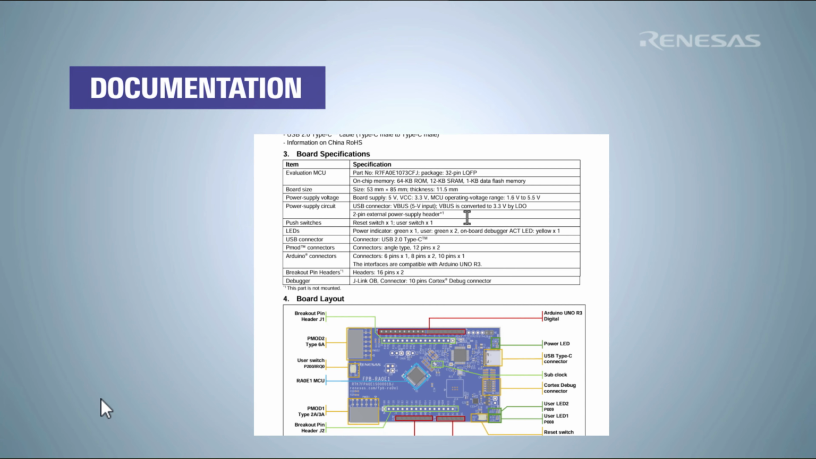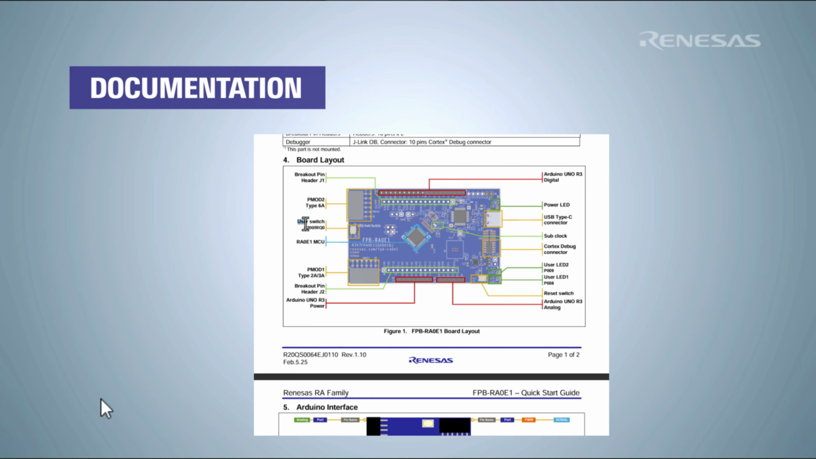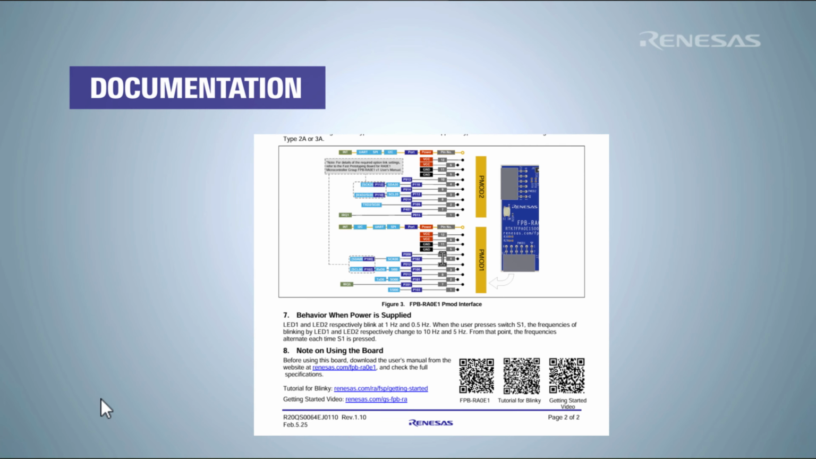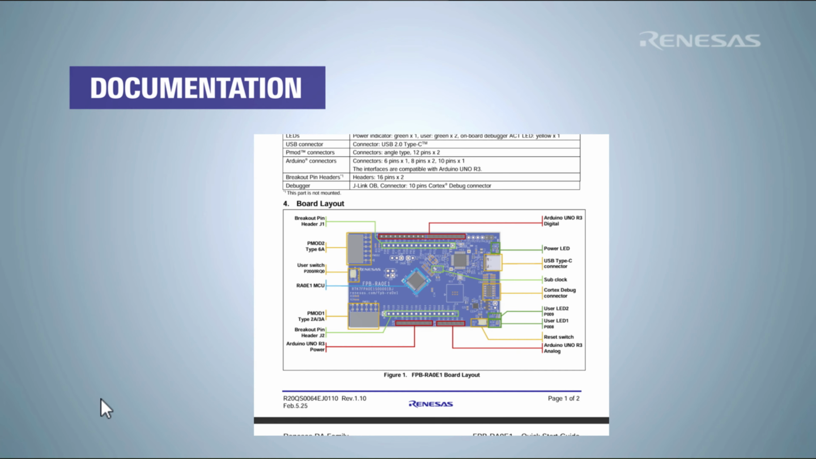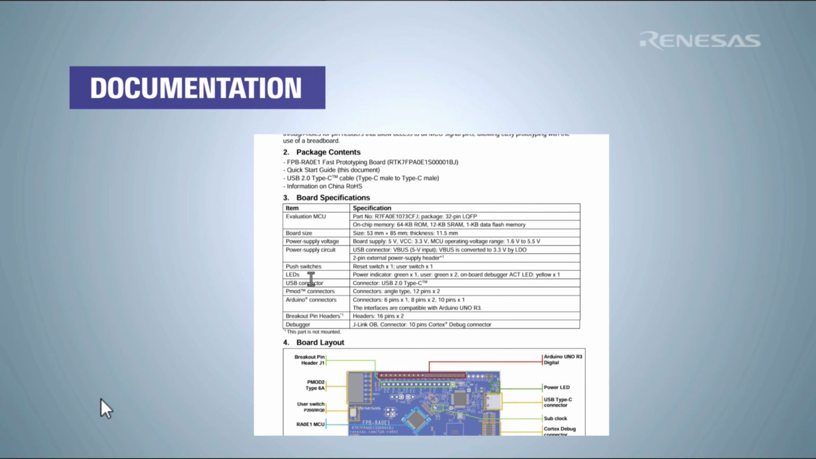In this project, I will demonstrate how to use the user switch present on the FPB-RA0E1 board. Take help from this quick start guide document for the board layout and pin diagram. One user switch is present on this board, which is connected to P200.